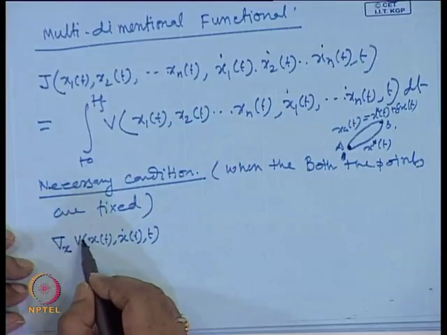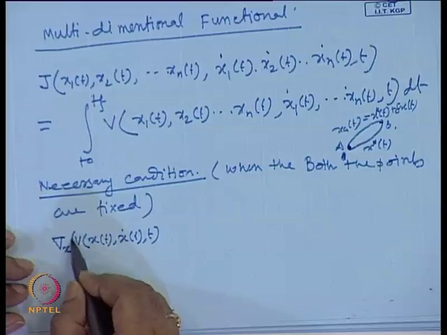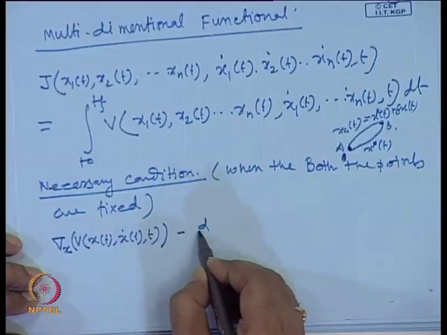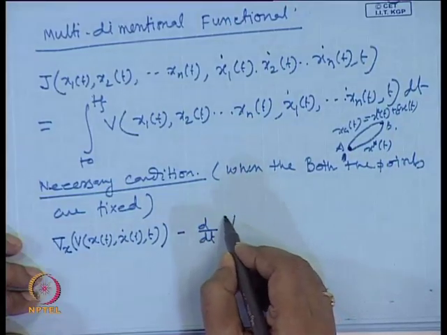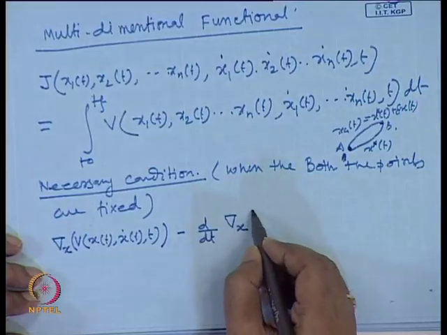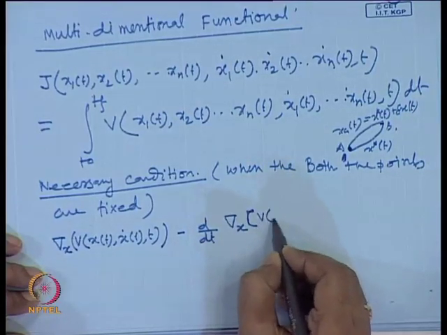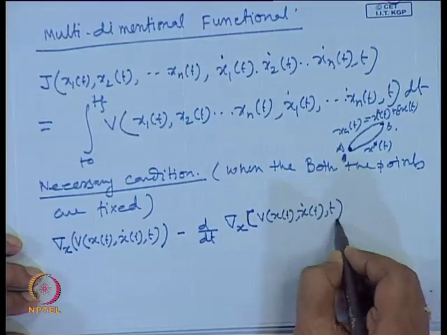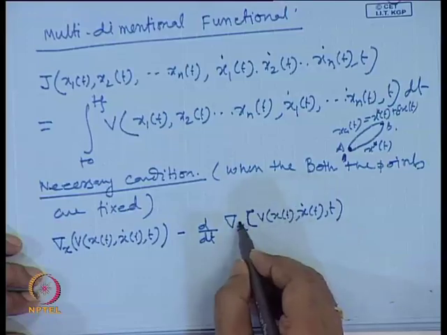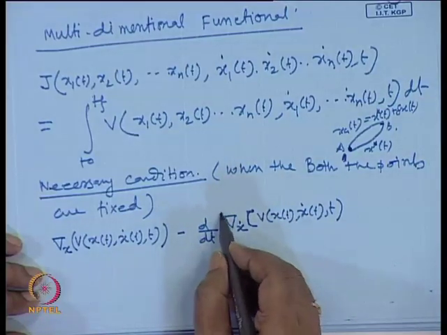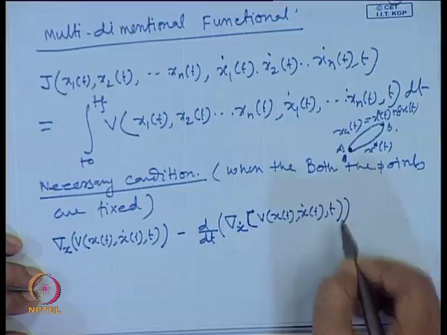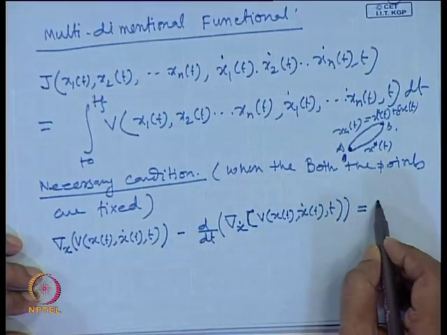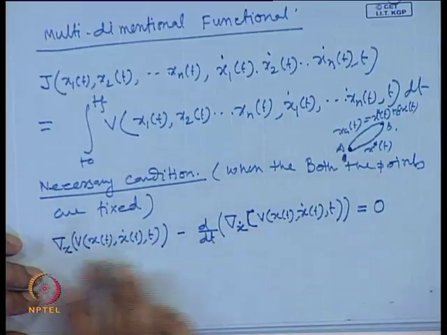You take the gradient of v with respect to x, minus d/dt of the gradient of v with respect to x dot of t, where x star of t, so x dot of t. You take the gradient of v with respect to x dot, agree? That you multiply and differentiate with respect to this, then you will get the left hand side. So, this is the Euler's equation.